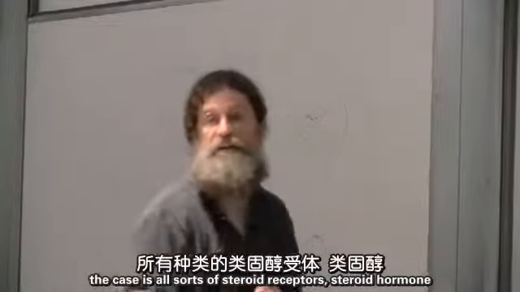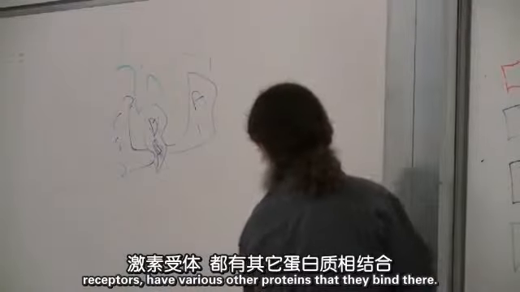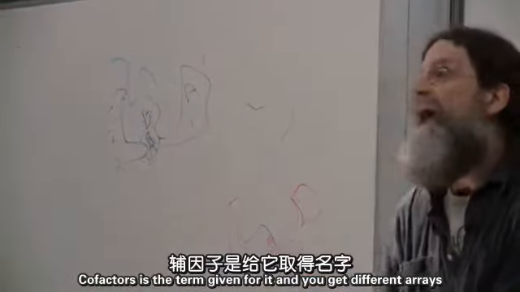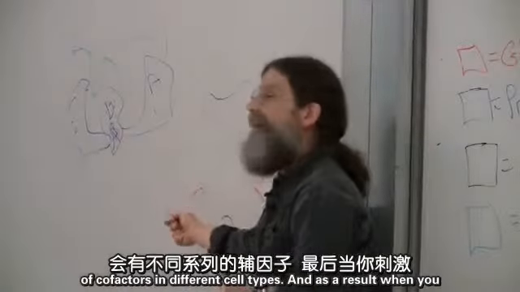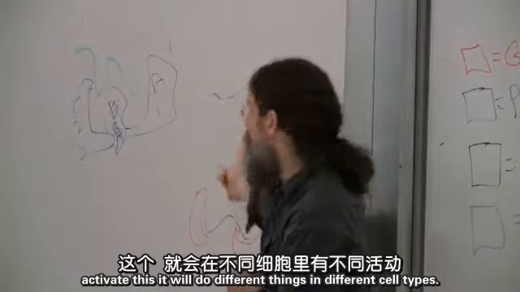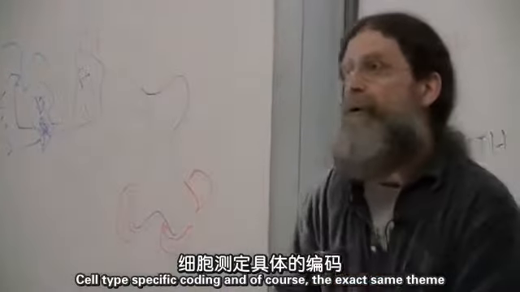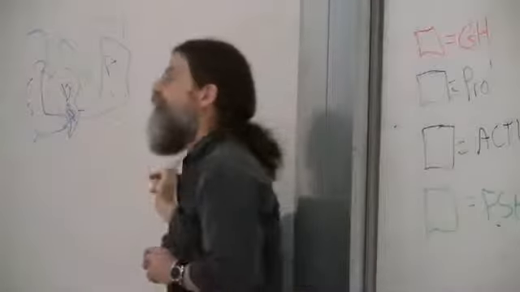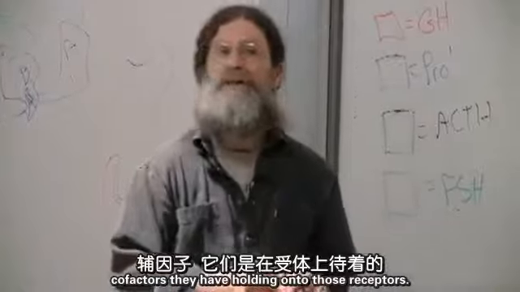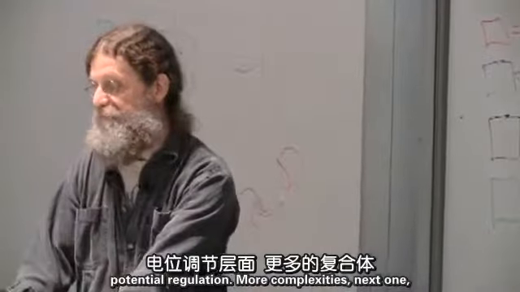But what turns out to be the case is all sorts of steroid hormone receptors have various other proteins that they bind there. Cofactors is the term given for it, and you get different arrays of cofactors in different cell types. And as a result, when you activate this, it will do different things in different cell types. Cell type specific coding, and of course, the exact same theme here. Under some circumstances, cells will change which cofactors they have holding on to those receptors. So what we see here are these additional layers of potential regulation.